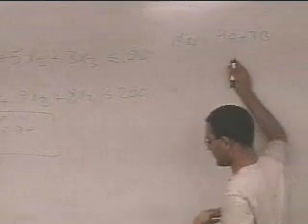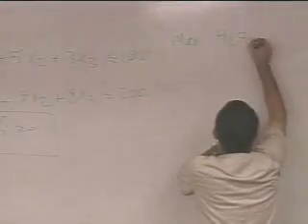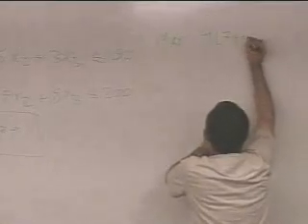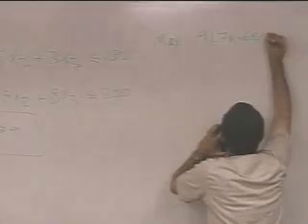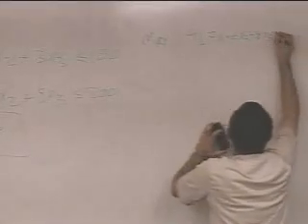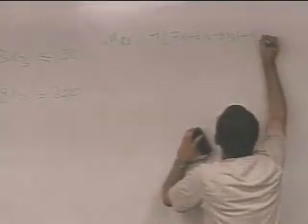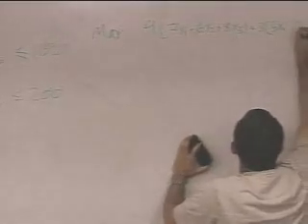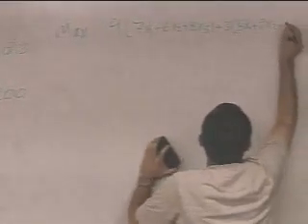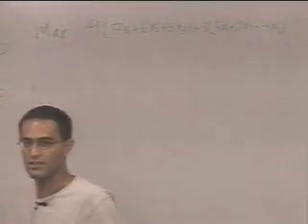Where a is 7x1 plus 6x2 plus 8x3, and b is 5x1 plus 9x2 plus 4x3. So I will be maximizing this.